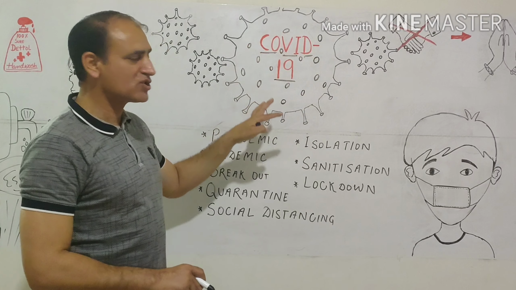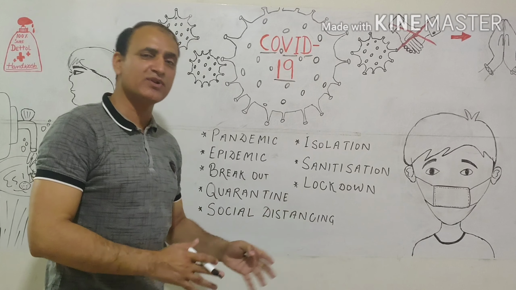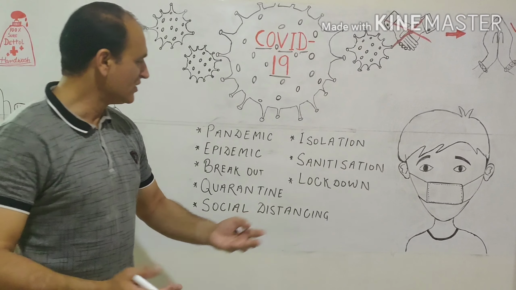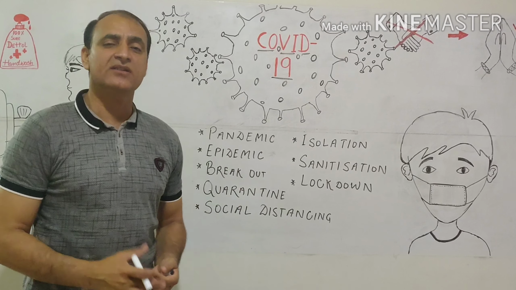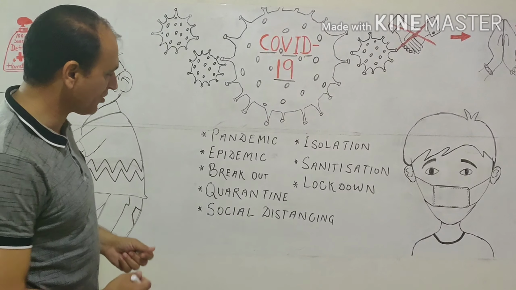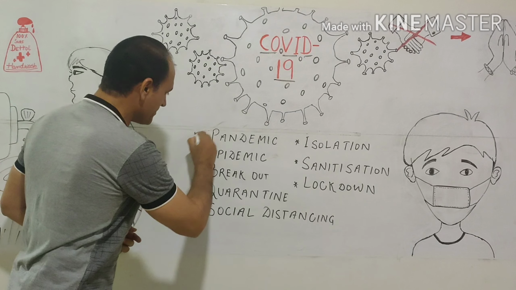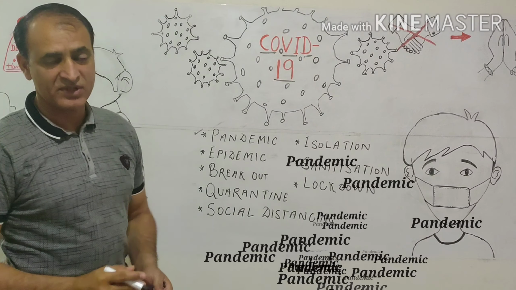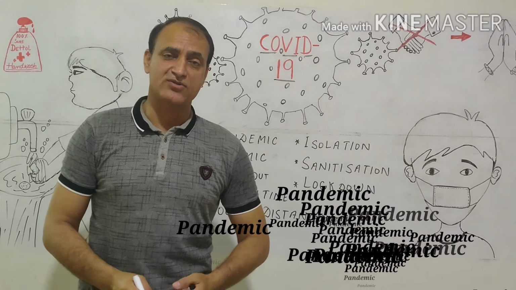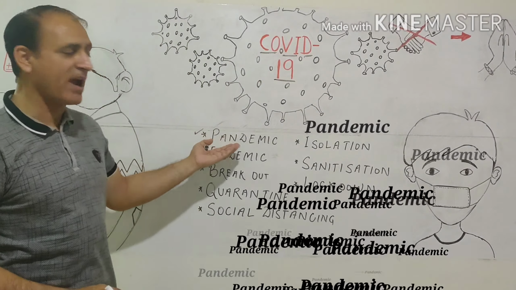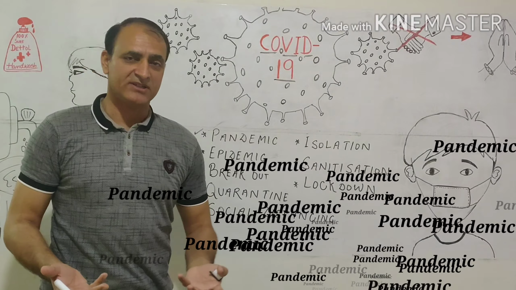Now, there are other words which are related to this disease which are frequently being read in newspapers or heard on electronic media, TV and all. So, the first word we pick up is pandemic. It is frequently used by the people also. COVID-19 is a pandemic. Pandemic, what is pandemic?